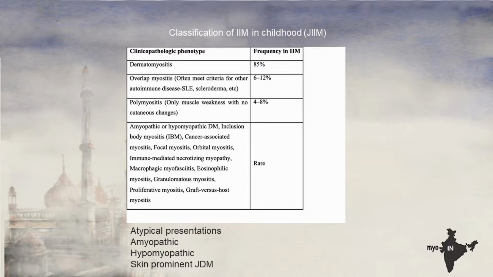Atypical presentations, however, rule. The clinical heterogeneity in picking up the diagnosis can be considerably wider than you see in the adult clinical arena. And that is where I think it requires a lot of participation from pediatricians and from pediatric dermatologists to get the diagnosis itself in some of these patients. Amyopathic, hypomyopathic are less common, but they do exist.